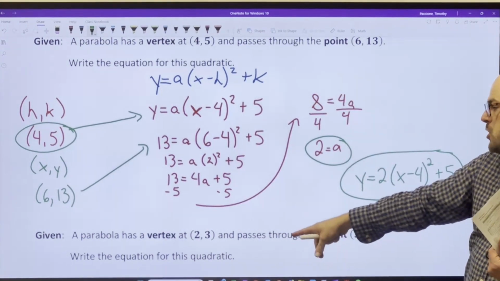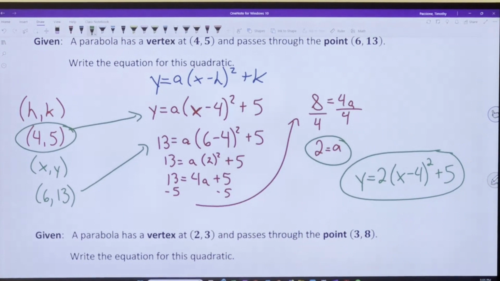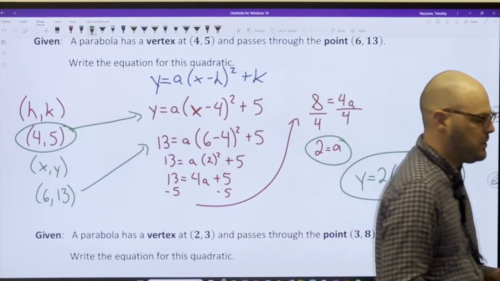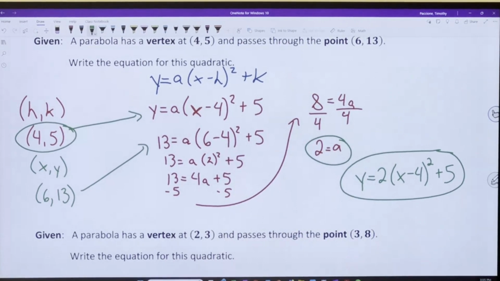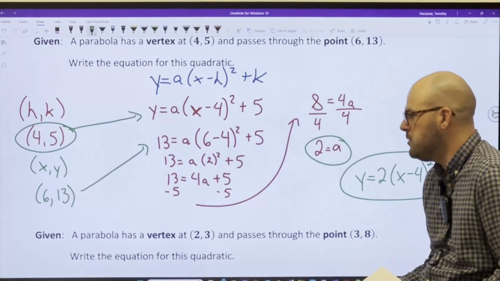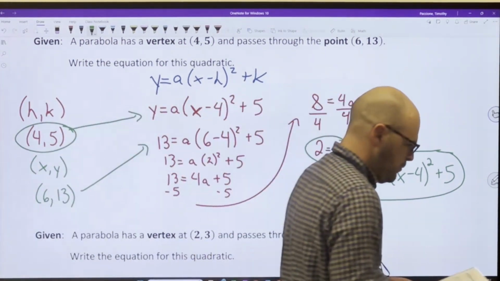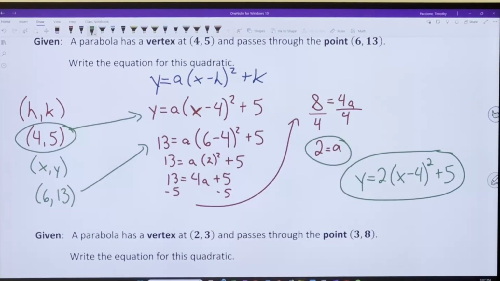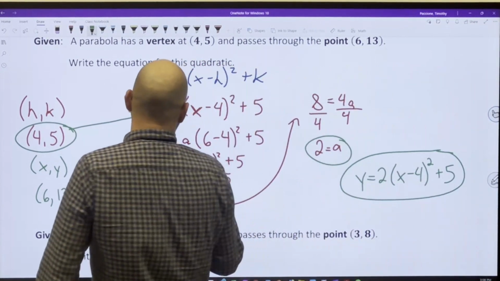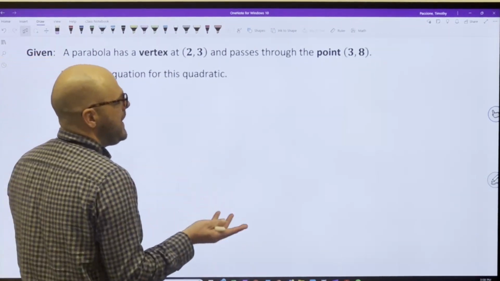Now I want you to try the next one on your own. Use the steps that we just used and try to replicate them with the next problem. Find your h and k, find your x and y, plug them in, solve for a. All right, we ready? Okay, a parabola has a vertex of (2, 3) and passes through the point (3, 8).